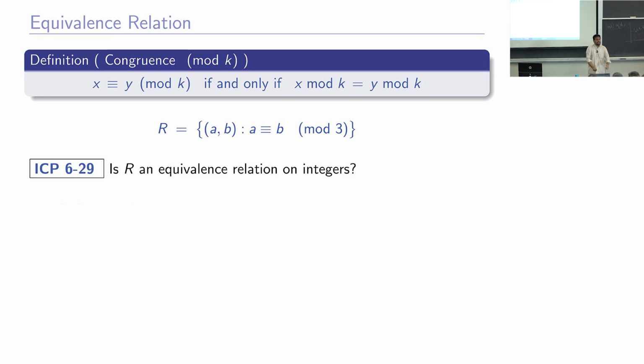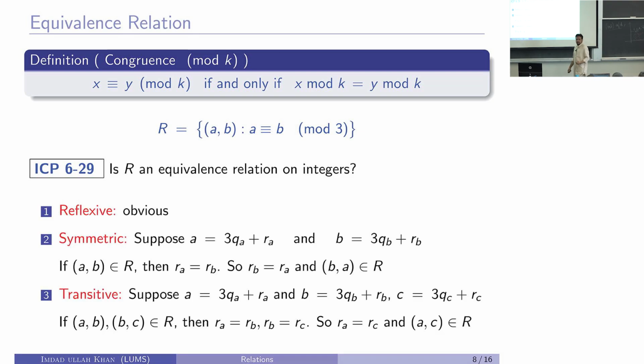But if x is congruent to y, then y is congruent to x. Why? Because the definition says if the remainder is equal, then it's equal in this direction and that direction, right? And it's also transitive, right? If the remainders of a and b are equal when divided by 3, and the remainders of b and c are equal when divided by 3, then the remainders of a and c are equal when divided by 3, right?